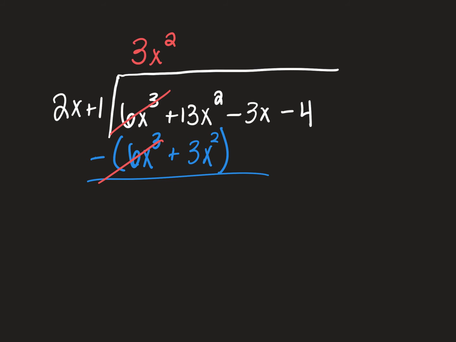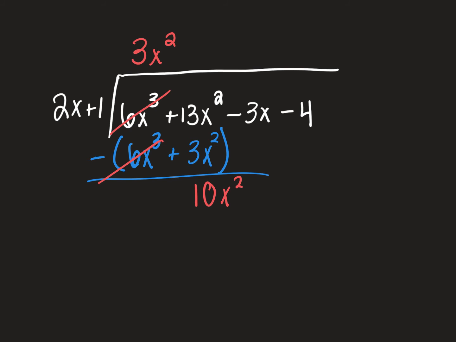So now we're going to do our 13x squared minus 3x squared. So 13 minus 3 is 10. And then you just keep the x squared. When you're subtracting, remember your exponents stay the same.